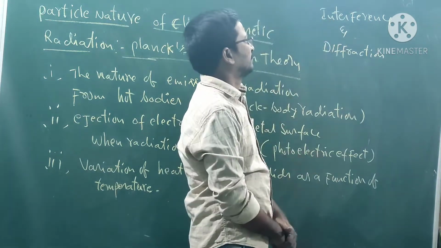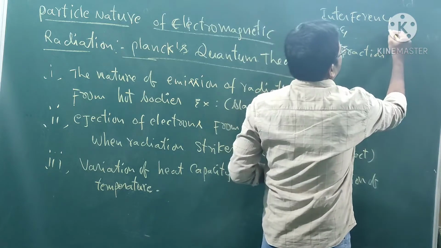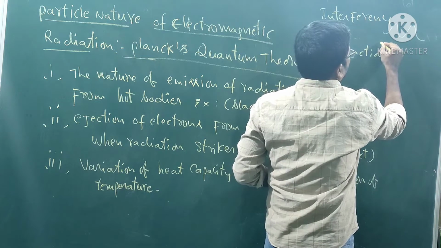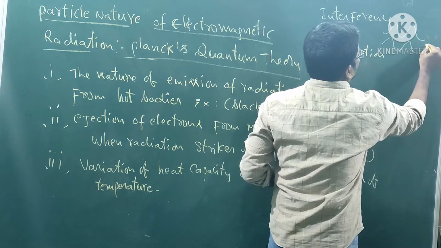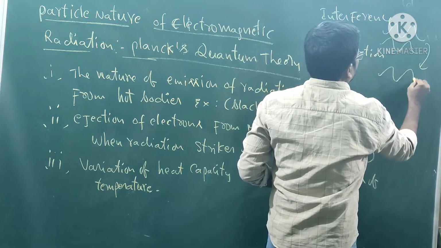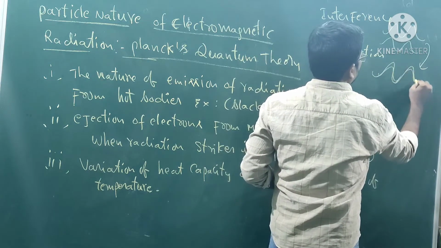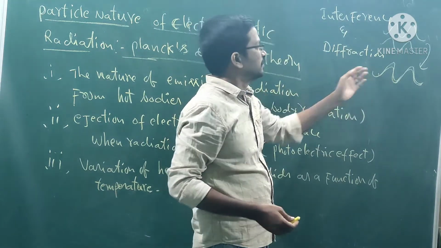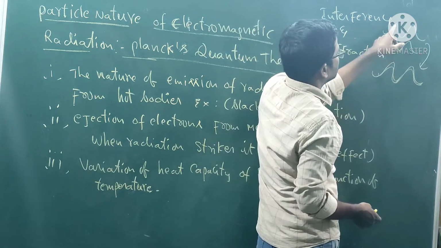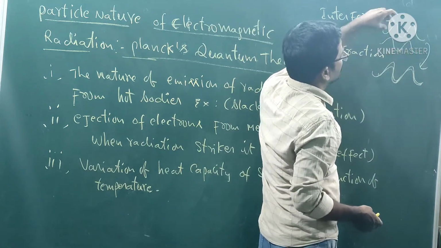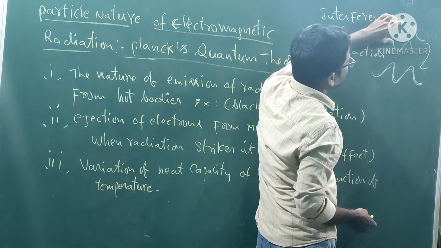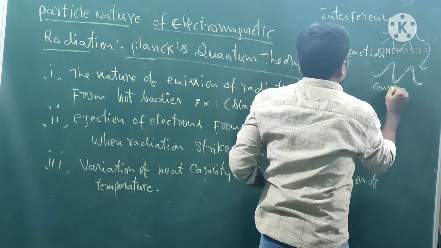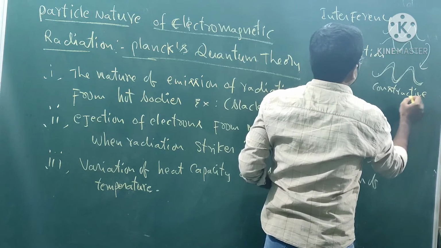What is the meaning of interference? Interference means take a wave and another wave, then mixing these two, there are two possibilities. This is known as interference. If one wave is mixed with another wave in the same phase, then it is known as constructive interference.